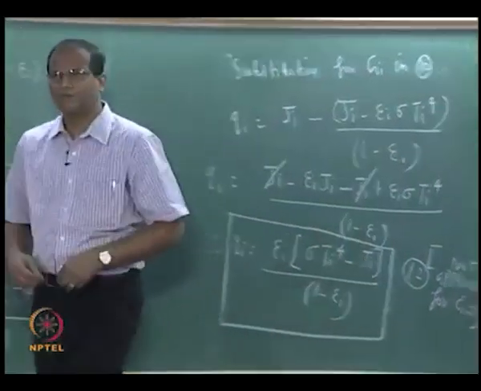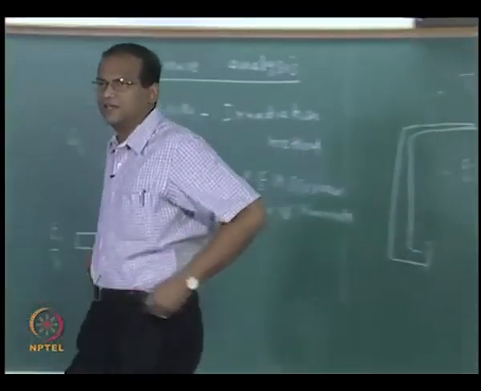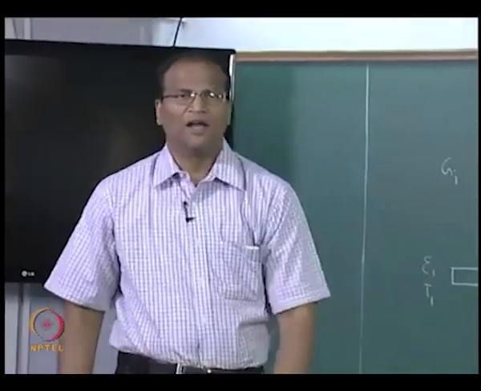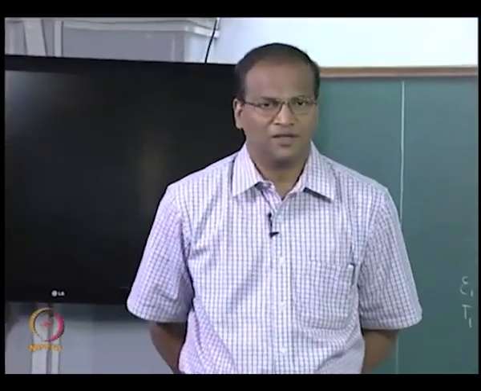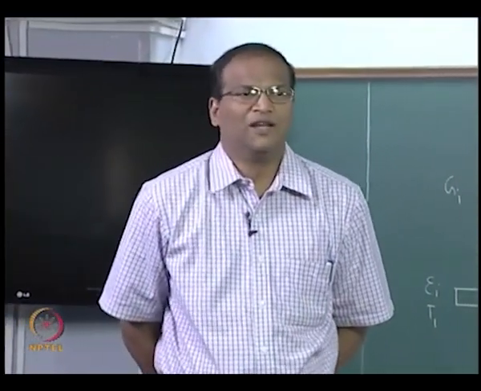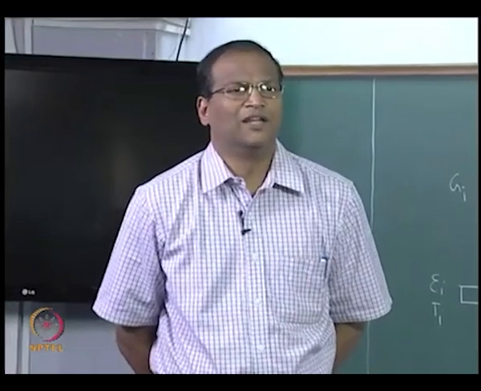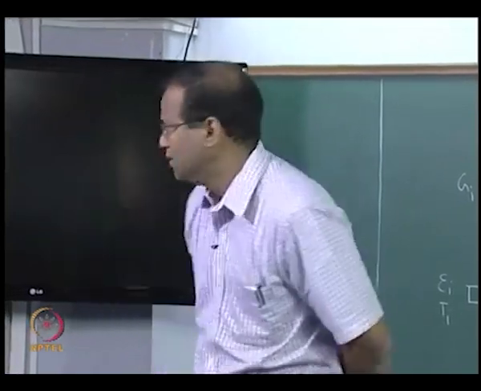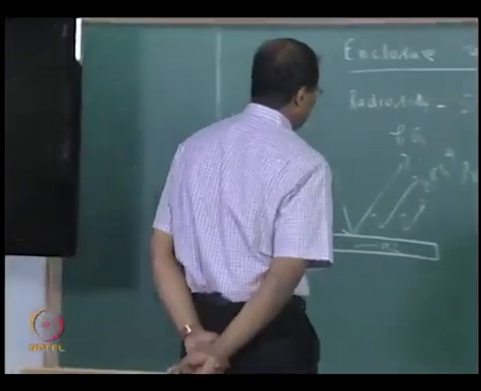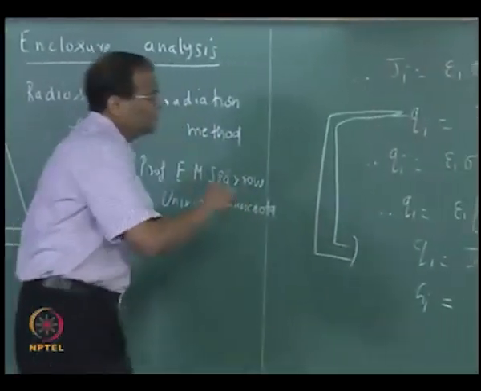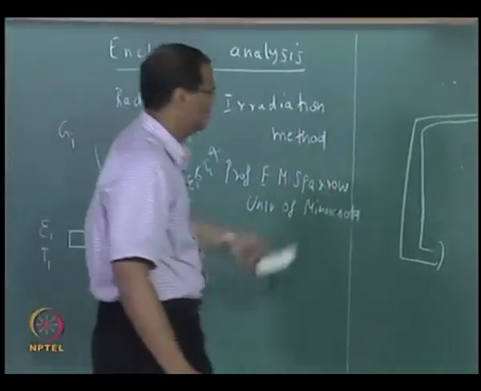Now before starting the radiosity irradiation method, I gave you expressions for the heat flux. Now what remains is basically to determine the radiosities in an N surface enclosure. But before doing that, we will do one last thing. Is this clear up to this stage?